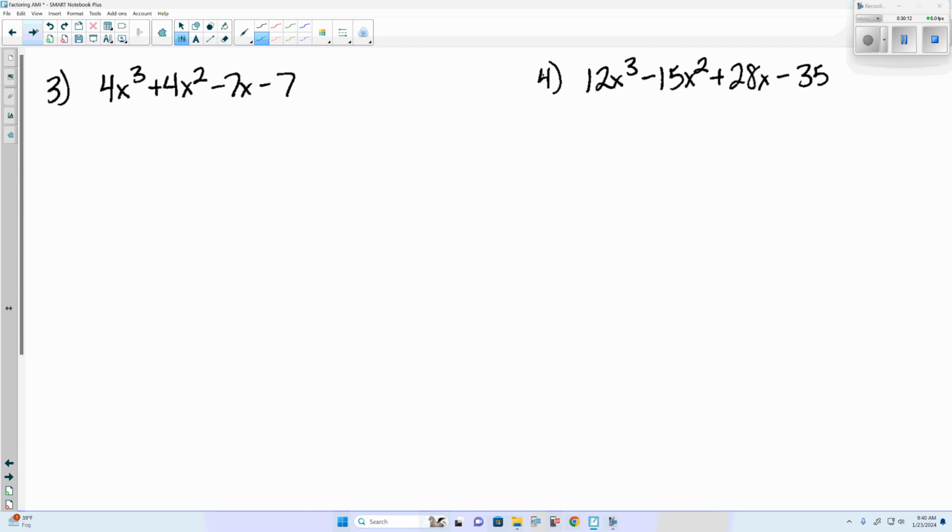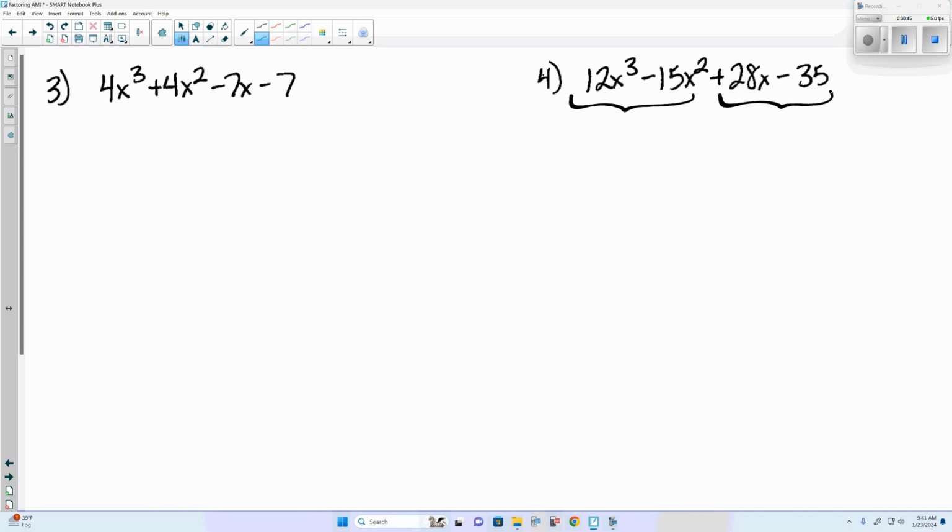Questions on 3 and 4? Number 4. So we do have 4 terms cubed. So we're going to do factoring by grouping. Now we're looking at 12x cubed minus 15x squared and 28x minus 35. Now, normally we do the first two, our cube and square term, but we don't have to.